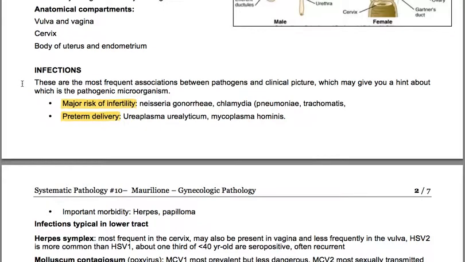Infections. These are the most frequent associations between pathogens and clinical picture, which may give you a hint about which is the pathogenic microorganism. The major risk of infertility is due to Neisseria gonorrhoeae, Chlamydia, Mycoplasma, and Chlamydia trachomatis. Preterm delivery can be due to Ureaplasma urealyticum and Mycoplasma hominis. Important morbidity is also due to herpes and papilloma.